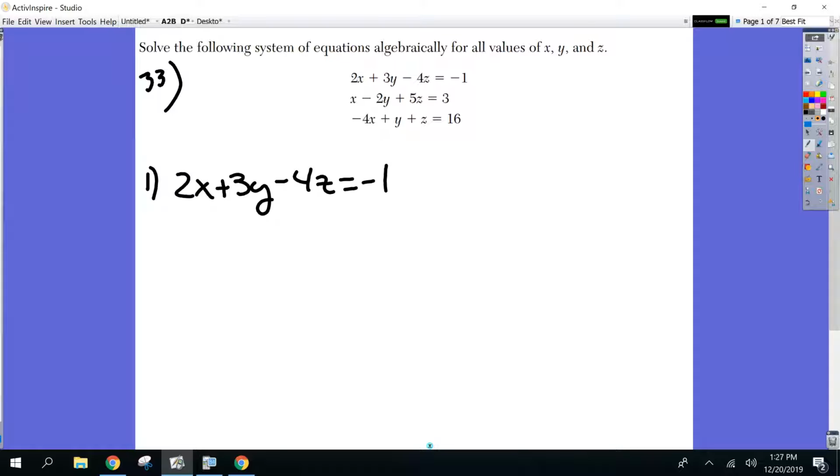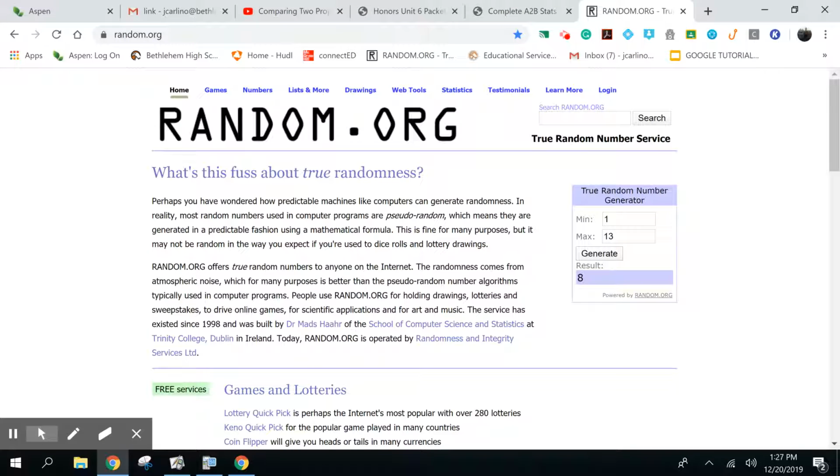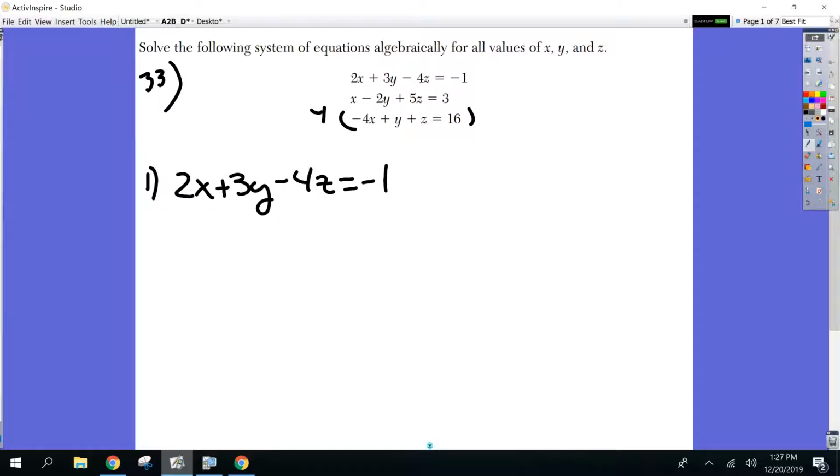Well, there's a negative 4z here, so I need a positive 4z here. What am I going to multiply by? 4. All right, I'm going to have to multiply that third one by 4. Everything by 4, including what's on the other side of the equal sign. So I need somebody to do that for me. Want to distribute the 4 for me? Plus 4y. Yep. Plus 4z. Yep. Equals 64. Okay, there we go.